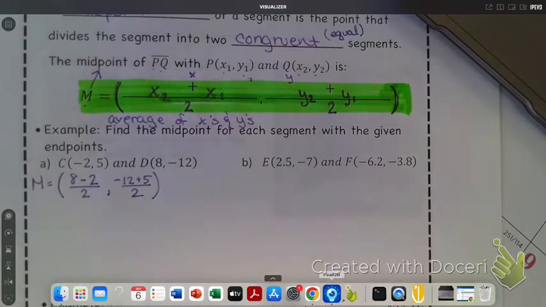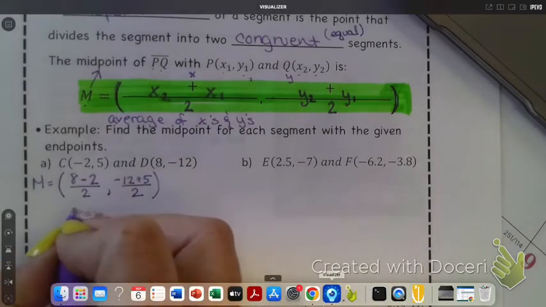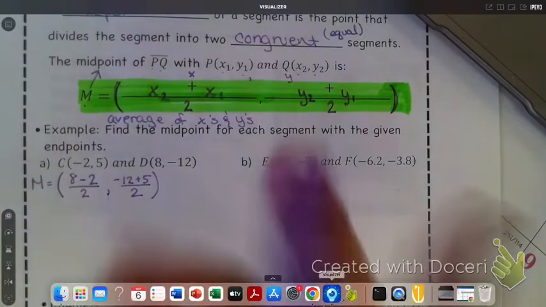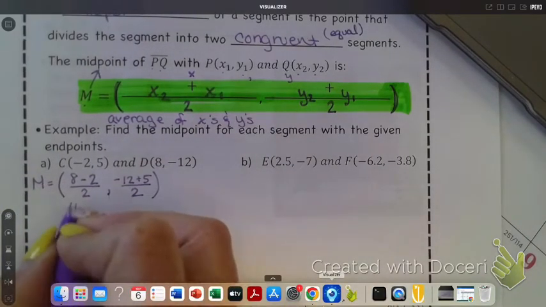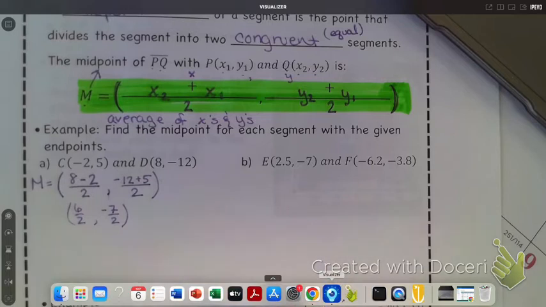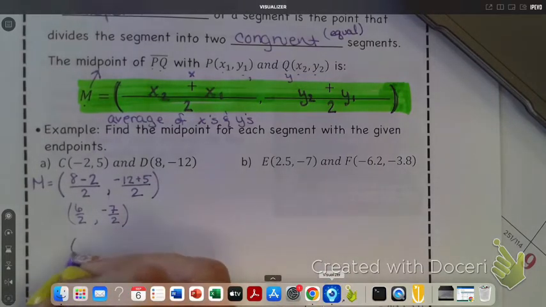Combining the x's, combining the y's, dividing by what number? 2. Why are we dividing by 2? Because there are 2 numbers. Okay, so I have 4 over 2. How about 6 over 2? I divided earlier and I divided again. 6 over 2. And what, negative 7 over 2? So 6 over 2, we can't leave it that way. It is what? 3. So 3 comma negative 7 over 2.